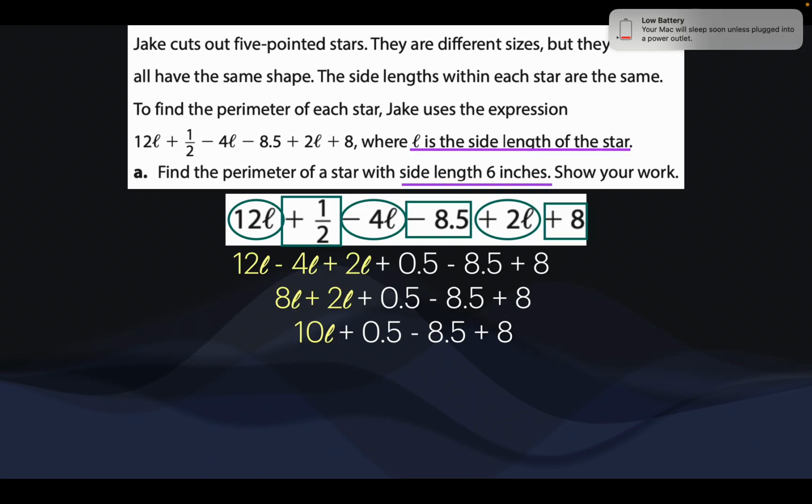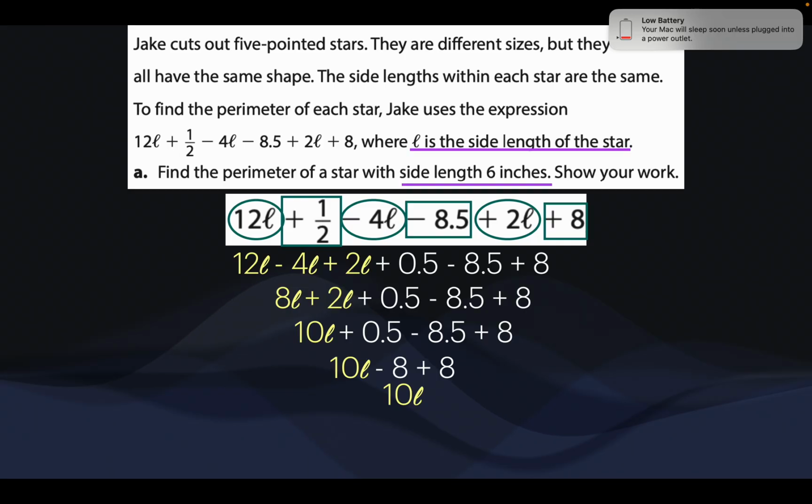Now we're done with our L's and we just work our constants. 1/2 minus 8.5, that is -8. Write it and bring everything else down. So now we have 10L minus 8 plus 8. Notice we have a -8 plus 8. Those are additive inverses, and we know that additive inverses equal 0. So the simplified version of this expression is 10L.